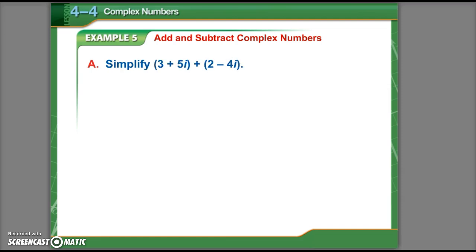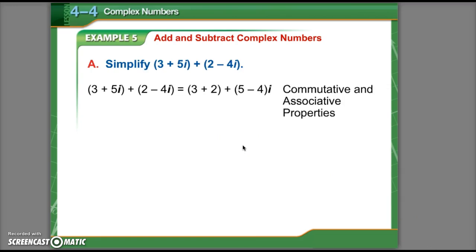Okay, for example 5, we're going to add and subtract complex numbers. In part A, we have 3 plus 5i plus 2 minus 4i. And here, basically what we're going to want to do is, again, combine the real parts and combine the imaginary parts. So our real parts here are 3 plus 2, and obviously 3 plus 2 is 5. And our imaginary parts are 5i and negative 4i. So 5i minus 4i is 1i. There we go. 5 plus i, that's our final answer.